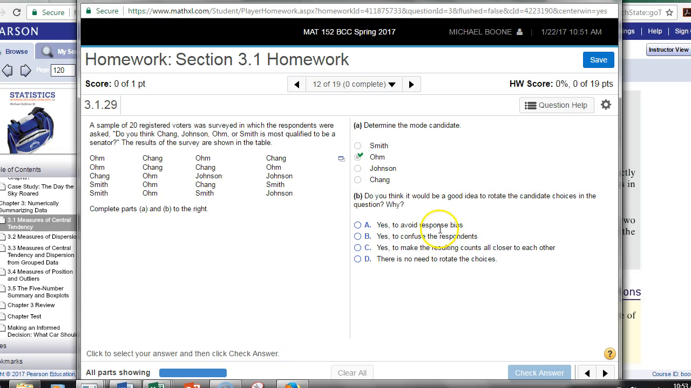To rotate the candidate choices in the question. That's a fun question. Chang, Johnson, Ohm, or Smith is most qualified to be a senator. Do you think it would be a good idea to rotate the candidate choices in the questions? I think it would. A lot of times we are trained to maybe pick choice C. And maybe that's why Ohm got the most responses. Not to confuse, but to avoid response bias.